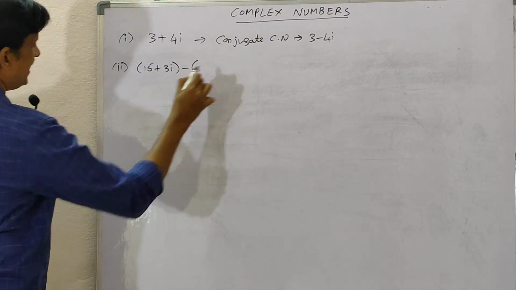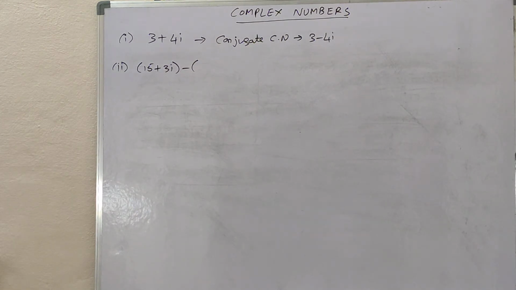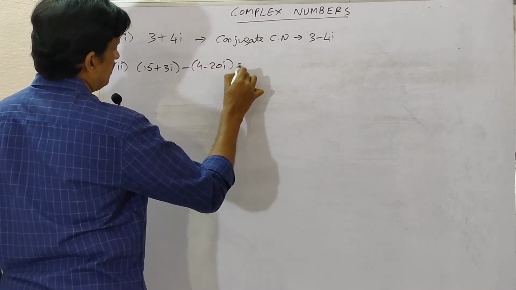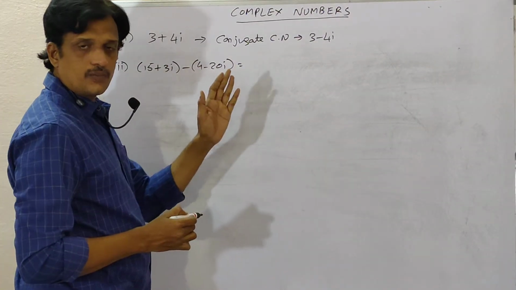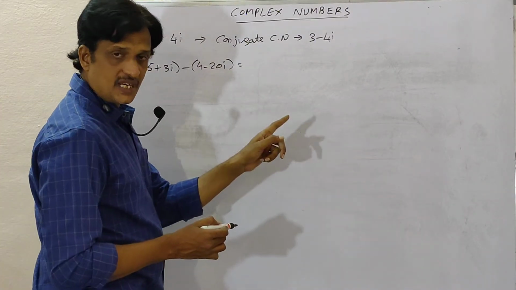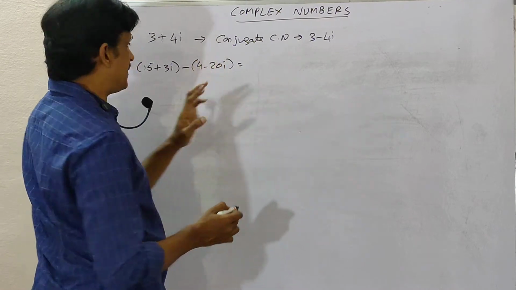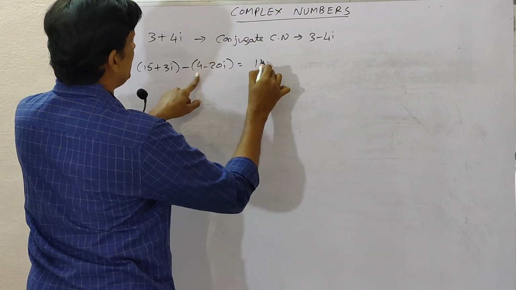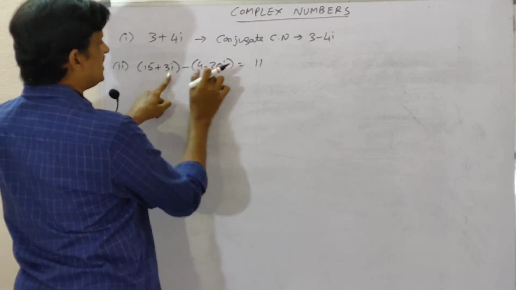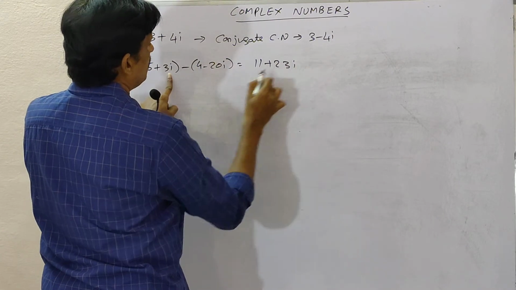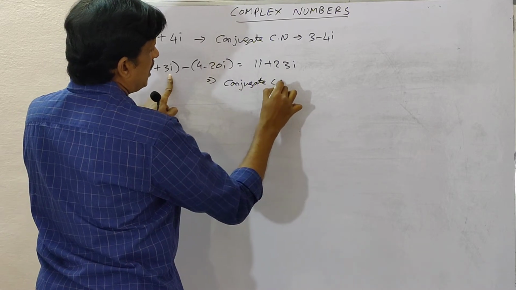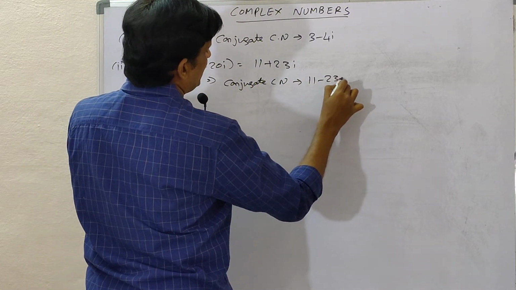15 plus 3i minus 4 minus 20i. First, observe the given problem. We need to subtract one complex number from another. So subtract real part from real part and then imaginary part from imaginary part. So 15 minus 4 will be 11, plus 3i minus of minus 20i, that is plus 20i, plus 3i, that is plus 23i. So its conjugate complex number will be 11 minus 23i.